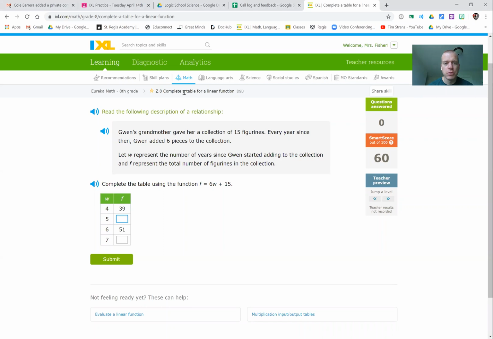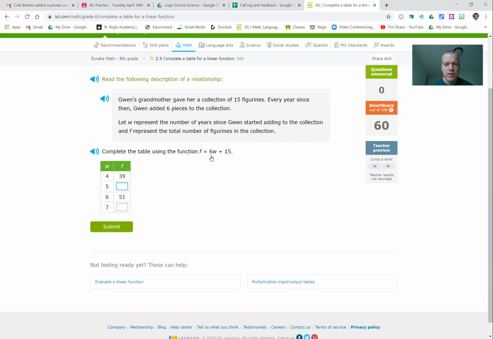This is the first skill, complete a table for a linear function, and we're getting to the harder ones. So let's look at this. Complete the table using the function f equals 6w plus 15. So we need to look at our table. We need to see it's giving us w here. Okay, so we need to add 15 onto that to see what f would be.